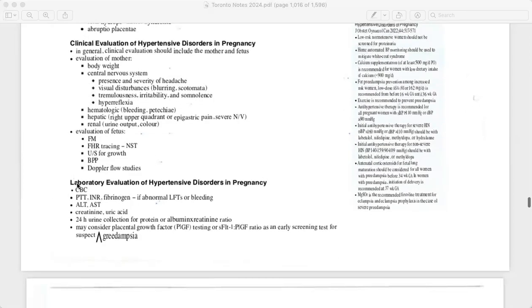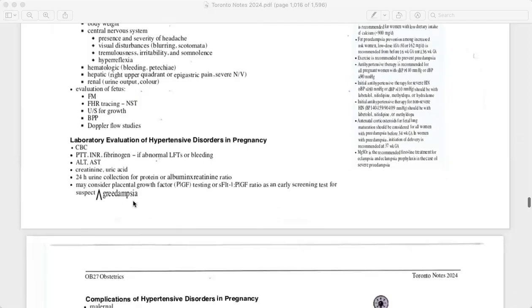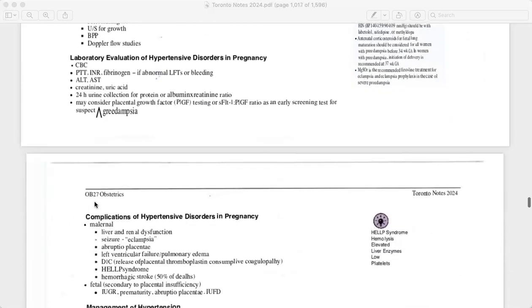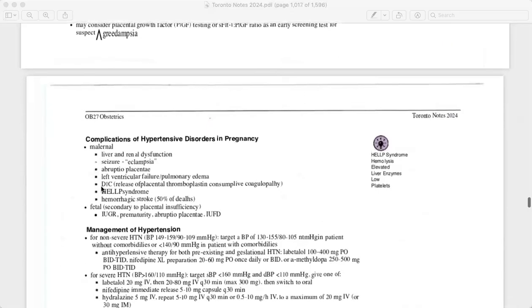This is important. Coming to the laboratory, what are you going to start with? Obviously, starting with the CBC, ALT, liver function test, and all of those things, because we are going to rule out HELP syndrome as well. Creatinine, 24-hour urine testing, and then can consider. So if you want to do it, you can. If you don't want to do it, it's up to you. May consider.